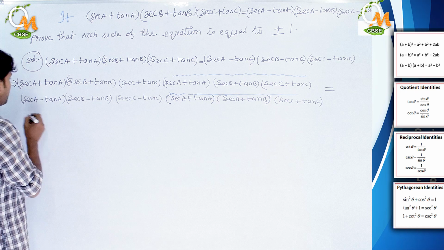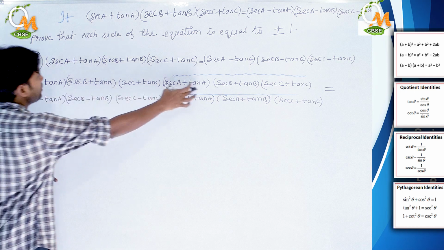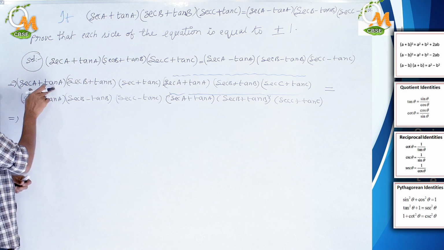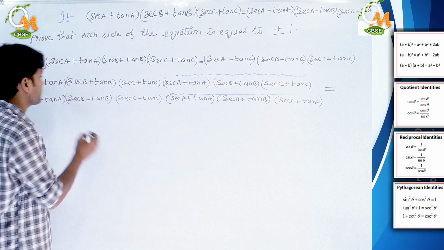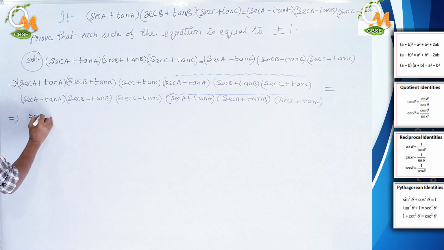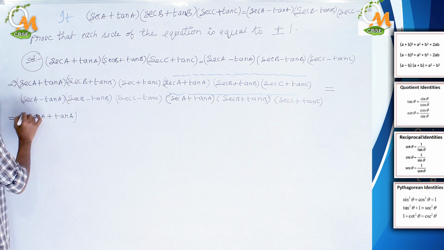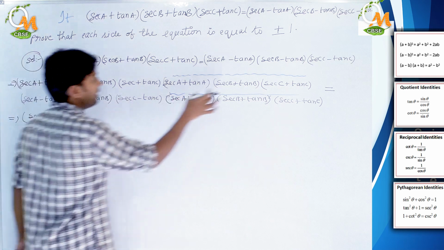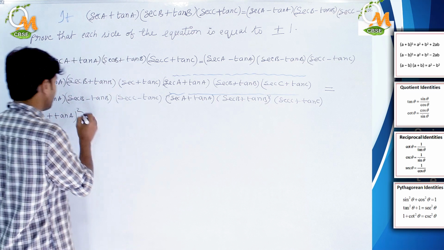See here, secant A plus tan A into secant A plus tan A, both are same expressions, no? Secant A plus tan A into secant A plus tan A, that would be whole square or not? Yes. Secant A plus tan A whole square. Similarly, secant B plus tan B and secant B plus tan B are multiplied twice, so we can get the square also.